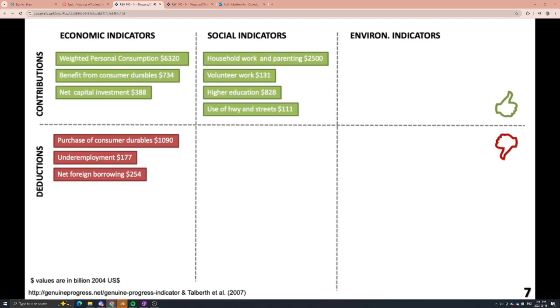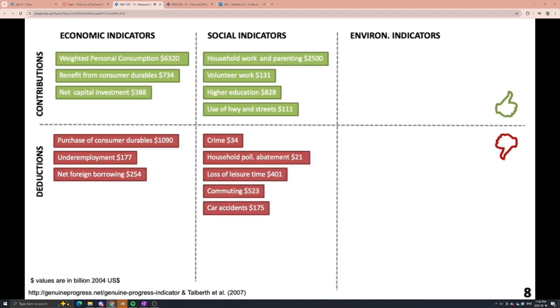Indicators that describe social components that detract from a nation's welfare are the cost of crime, household pollution abatement, which are personal efforts to reduce the effect of pollution, like water filters, the loss of leisure time, the cost of commuting, and car accidents.